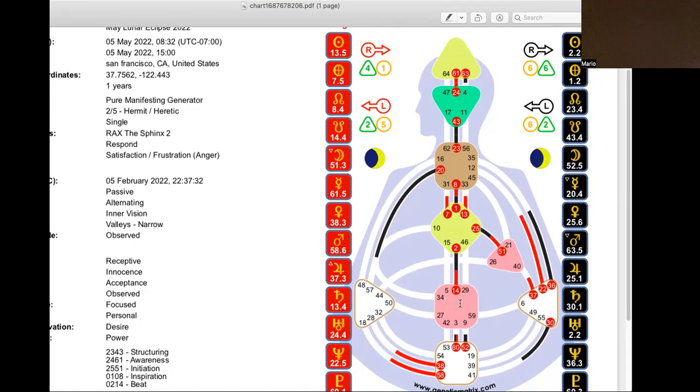This chart has access from the sacral to the throat, and that represents a manifesting generator chart. If there was no access to the throat, it would be a pure generator chart. And it would just have this, maybe some other channels like this one here, but definitely not this one in addition. If it was a manifestor chart, it would have access from one of these channels here to the throat, sometimes over here as well.